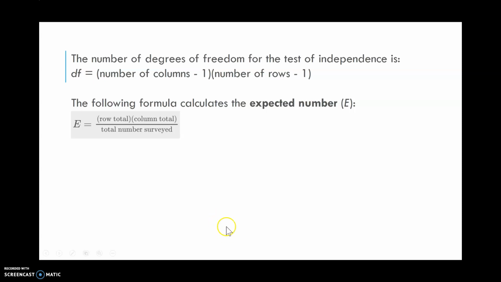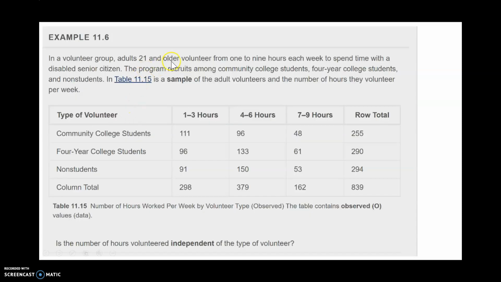So here's how we can figure out our expected number E. We're going to take the total of the row. So basically we're going to add all the values up in the row, multiply it by the total of the column. We're going to add all the values up in that column, and then divide it by the total number surveyed. Okay, so let's look at an example.